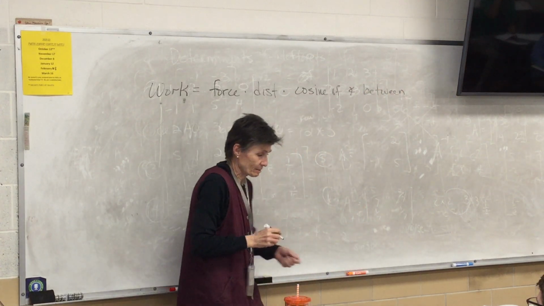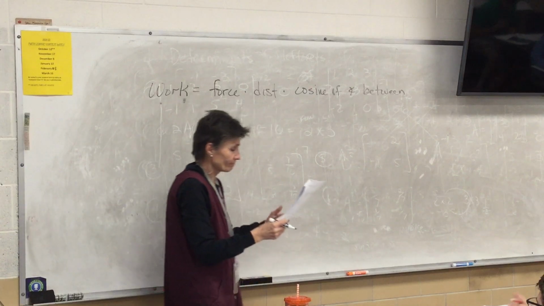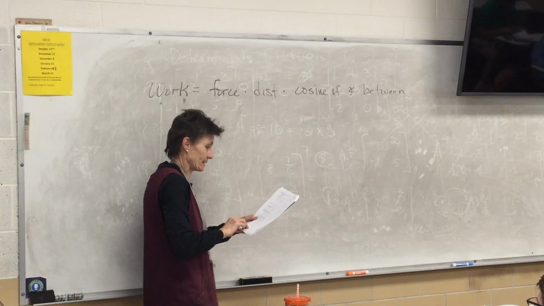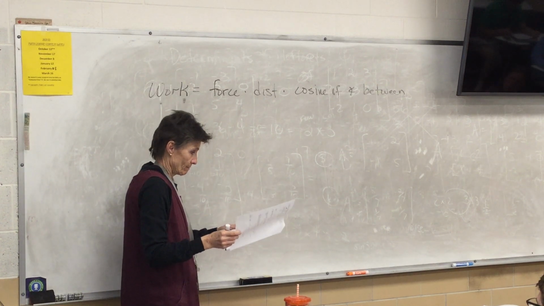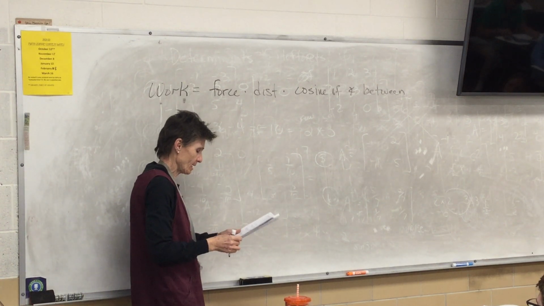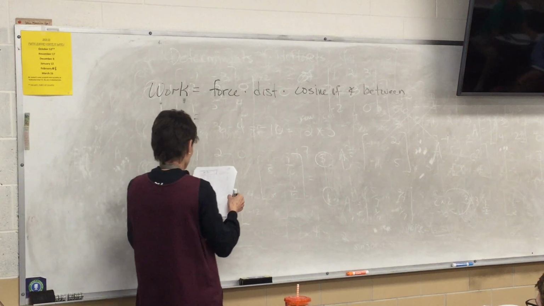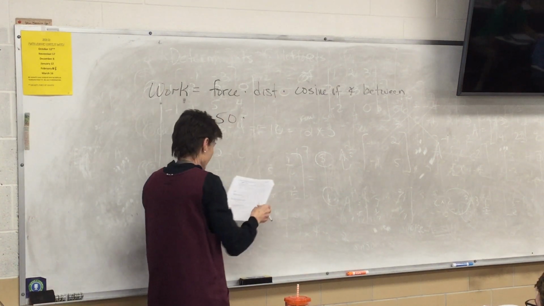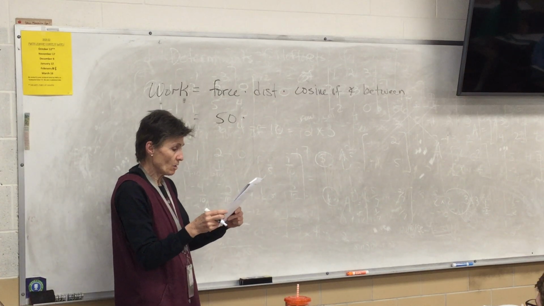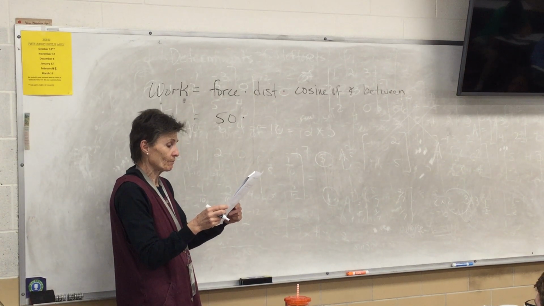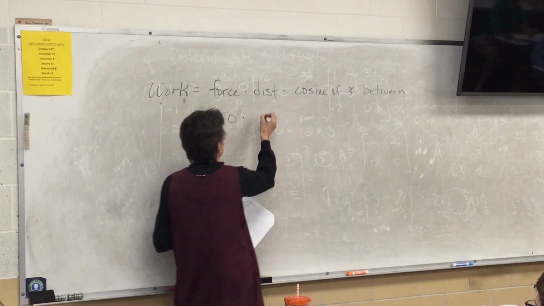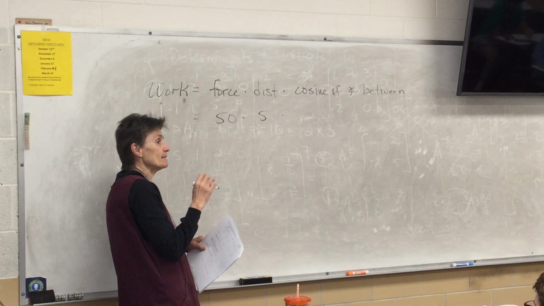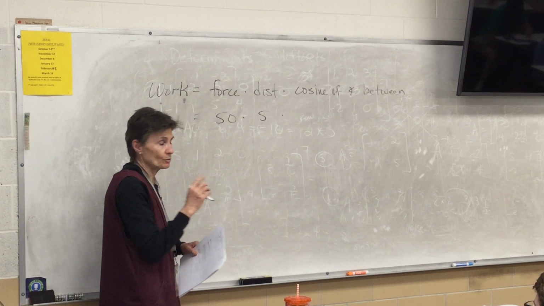So let's look at this problem right here. This is problem number 8 on page 69, I guess. We know the force is 50 pounds, and we know we're moving the object 5 feet. So the distance is 5. And now we need the angle between those two things.